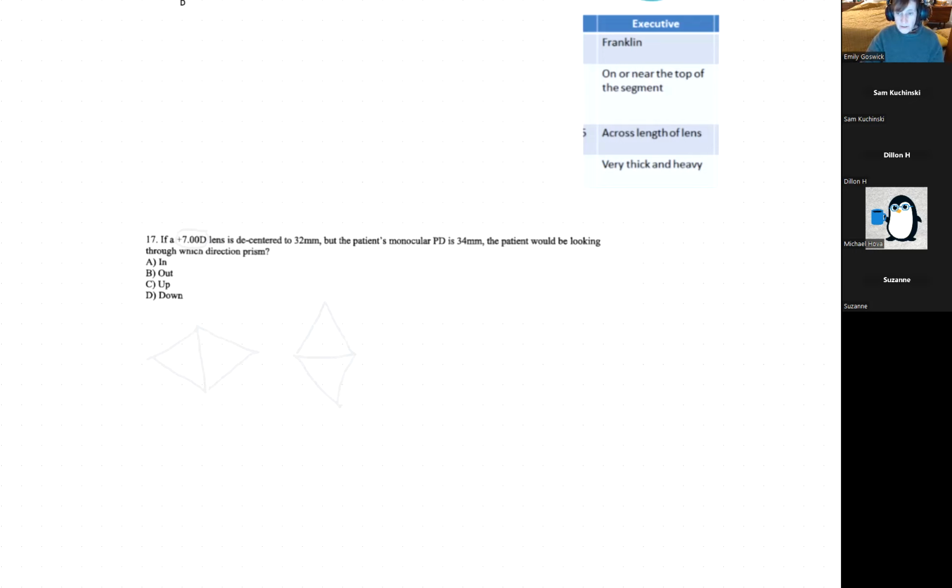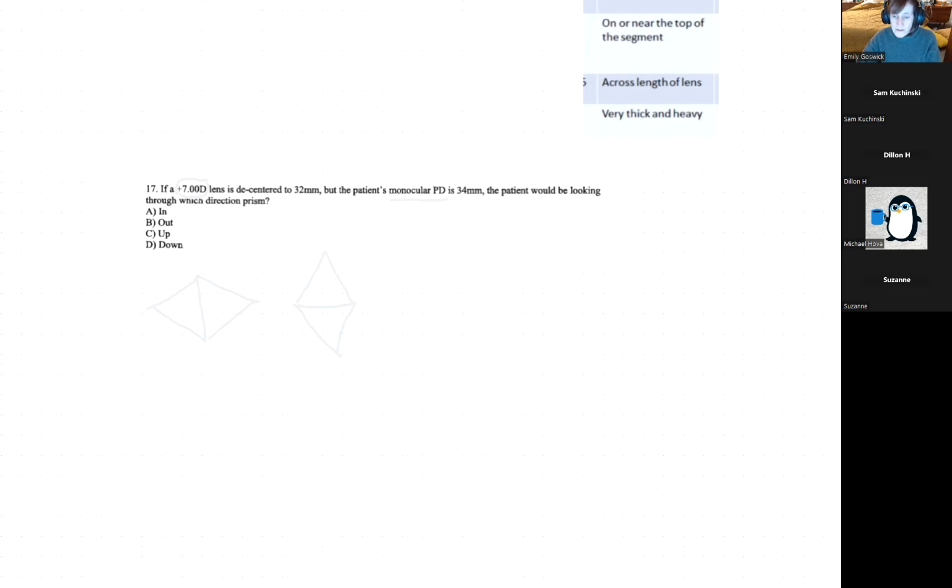Horizontal centration, you're going to be thinking about this one. Okay, so they don't actually really specify whether it's vertical or horizontal here, but the fact that they're talking about a PD tells us that it's going to be the eyes being in or out, which should be like, okay, cool, it's horizontal, right? So let's go ahead and just draw this out.